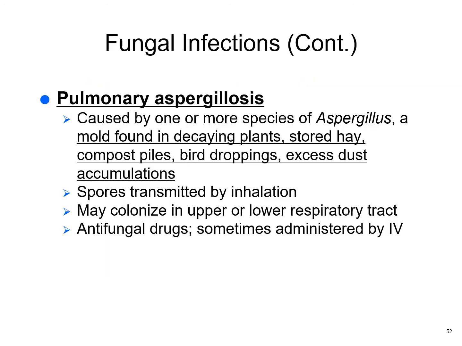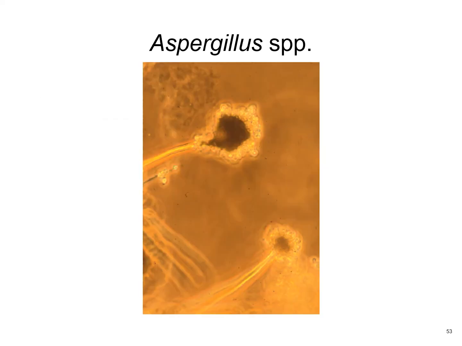That's scary. Okay, aspergillosis. Again, take your history. It's a mold found in decaying plants, stored hay, and I mean old hay, compost piles, old bird droppings, and excess dust accumulations. So they clean out an old barn, and then they have this awful respiratory infection. You give them antibiotics and they don't get better. That's usually where it's going to start. They're going to treat them first. And this is what the organisms actually look like. So that's a pretty impressive organism.